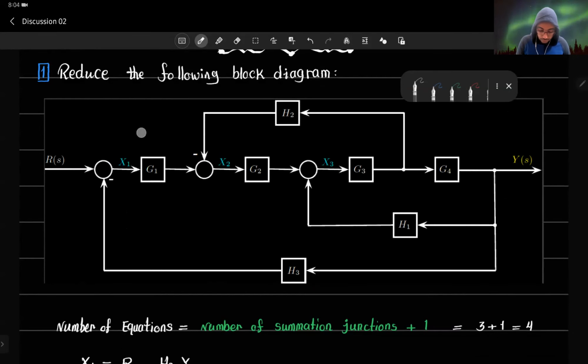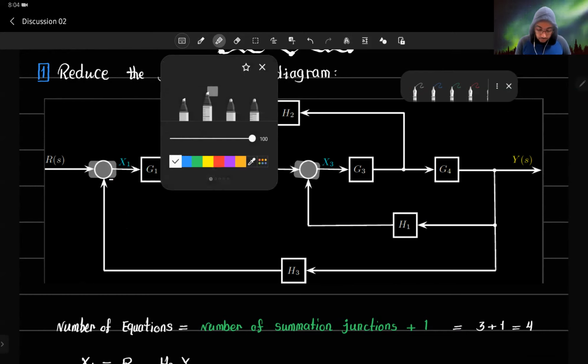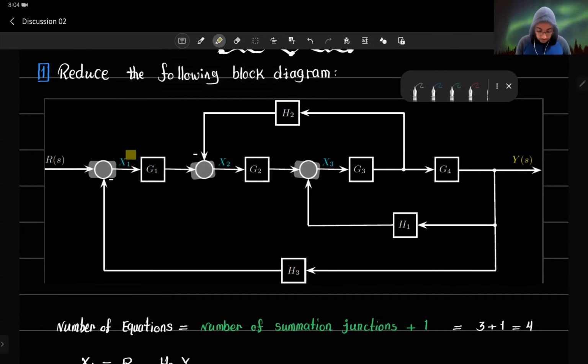Let me erase this. First, we look at the number of summation junctions in our diagram. In this case, we have 1, 2, and 3. Then we name every signal that comes immediately out of a summation junction, so we have x1, x2, and x3. Then we try to express x1, x2, and x3 in terms of each other, r, and y.